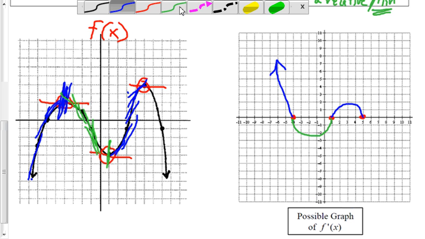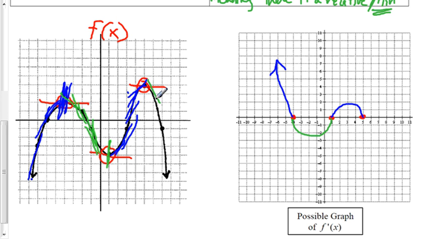And then lastly, as we look here from when x is positive 5 all the way to infinity, the original function is decreasing, which means all these slopes are negative. And I don't necessarily know exactly what those values are, but it's going to go something like that.